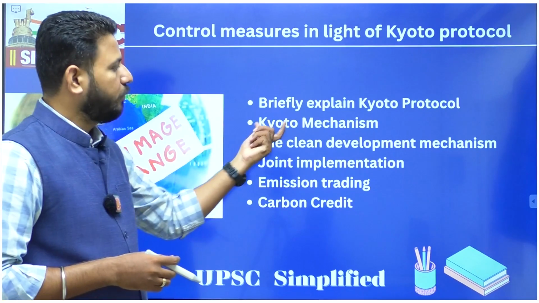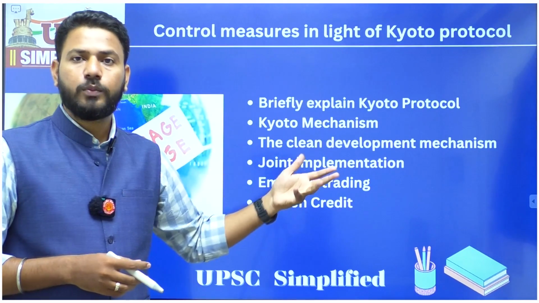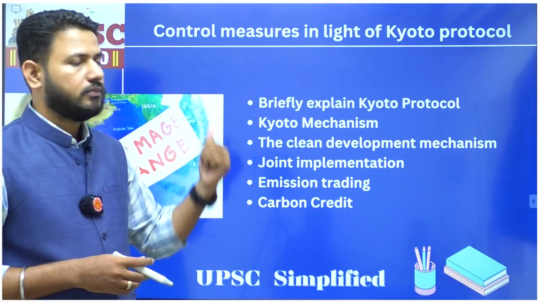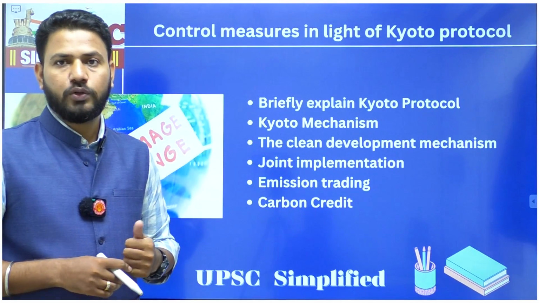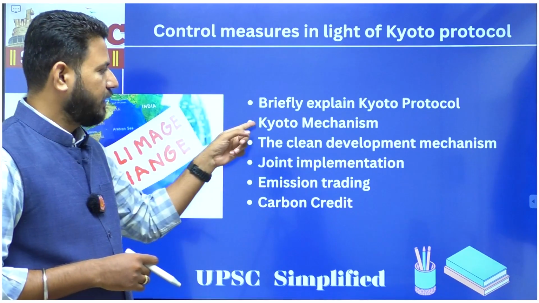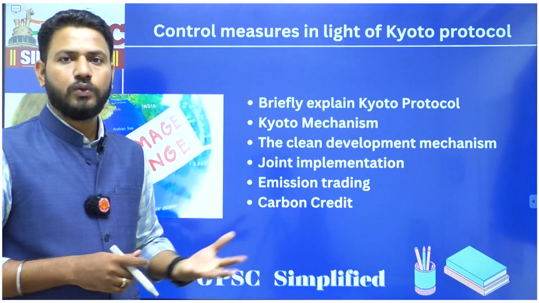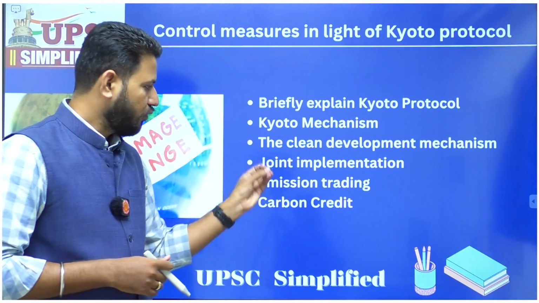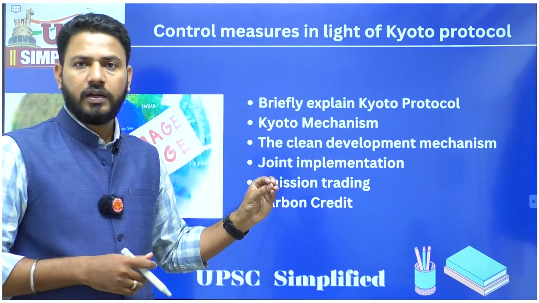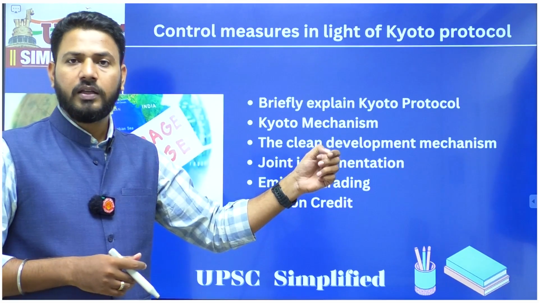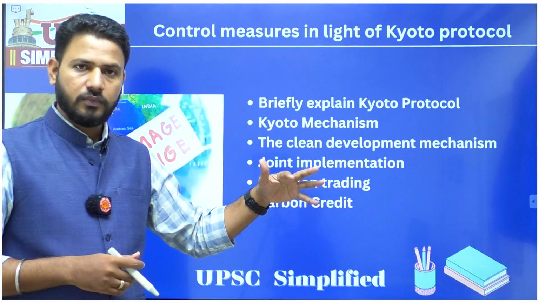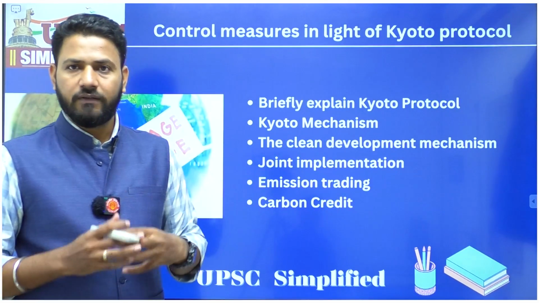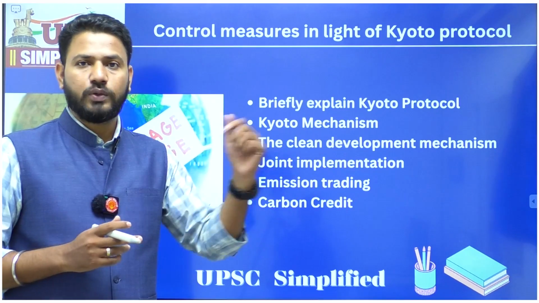Then you write the Kyoto mechanisms, what exactly the Kyoto Protocol does, or what ways of controlling emissions and global warming the Kyoto Protocol suggests. So these were known as Kyoto mechanisms. Which were those Kyoto mechanisms? They were the joint implementation, where a developed country invests in another developed country to focus on greener growth. Then the clean development mechanism, where a developed country invests in a developing country.